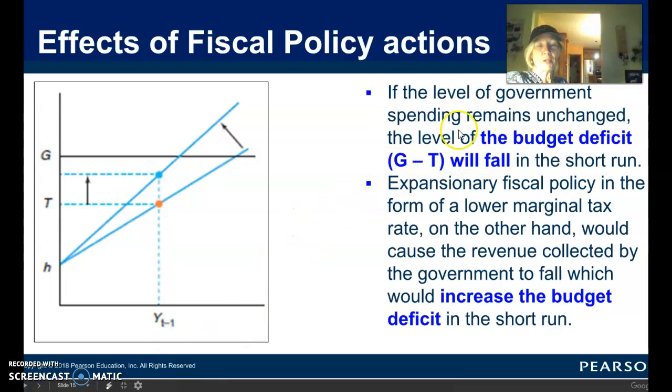So this is a kind of an interesting slide. So basically, because this might be our future, effects of fiscal policy actions. If the level of government spending remains unchanged, the level of the budget deficit will fall in the short run. Expansionary fiscal policy in the form of a lower marginal tax rate, on the other hand, causes revenue collected by the government to fall, which increases the budget deficit. So basically, if we lower taxes, we collect less taxes, and we have the same amount of expenditures, then you're going to have a budget deficit. So it's just like not making enough money to cover your bills. That's basically what budget deficit is.